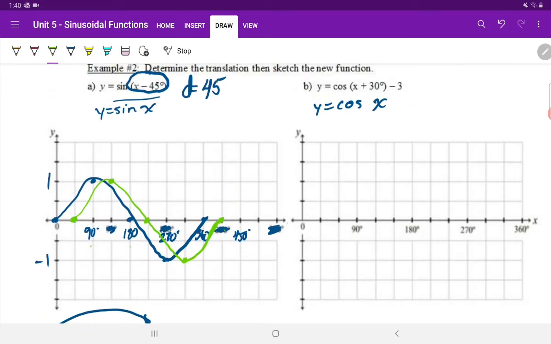Okay, this one has both a d and a c value. So our d value here must be -30 in order for us to have gotten a +30. My c value is just -3. So I know I'm going to be moving to the left 30 degrees and moving my graph down 3 units. But how do we show that as a table?